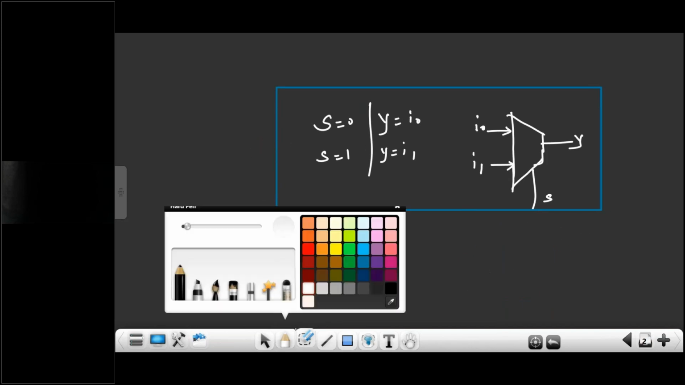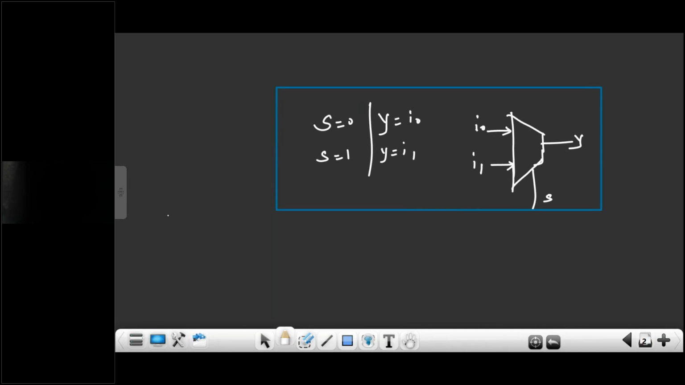So you start taking the time like this: when time t is equal to 0 nanosecond, your S is equal to 0 and I0 is equal to 0, and I1 is also 0. What is the expected output? Y is equal to 0. Because when select line is 0, Y should take the value of I0. What is I0? 0. So Y is taking 0.